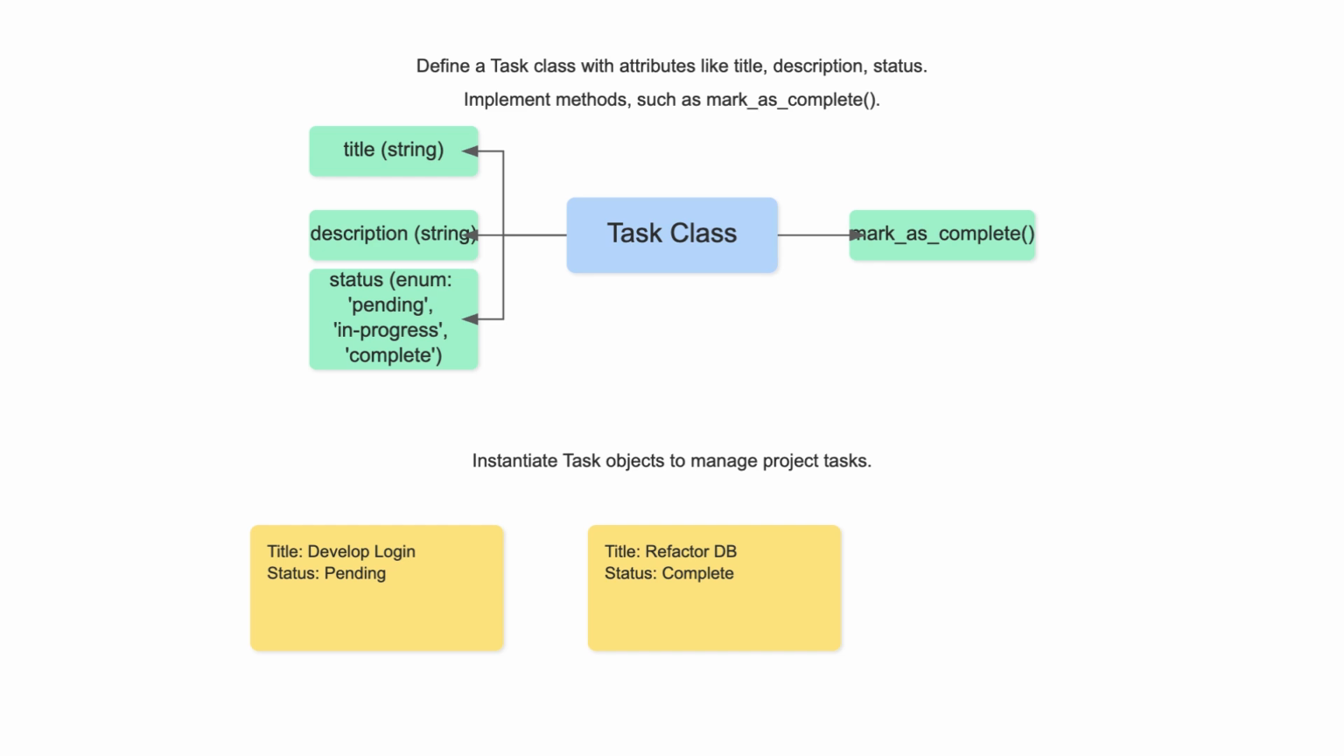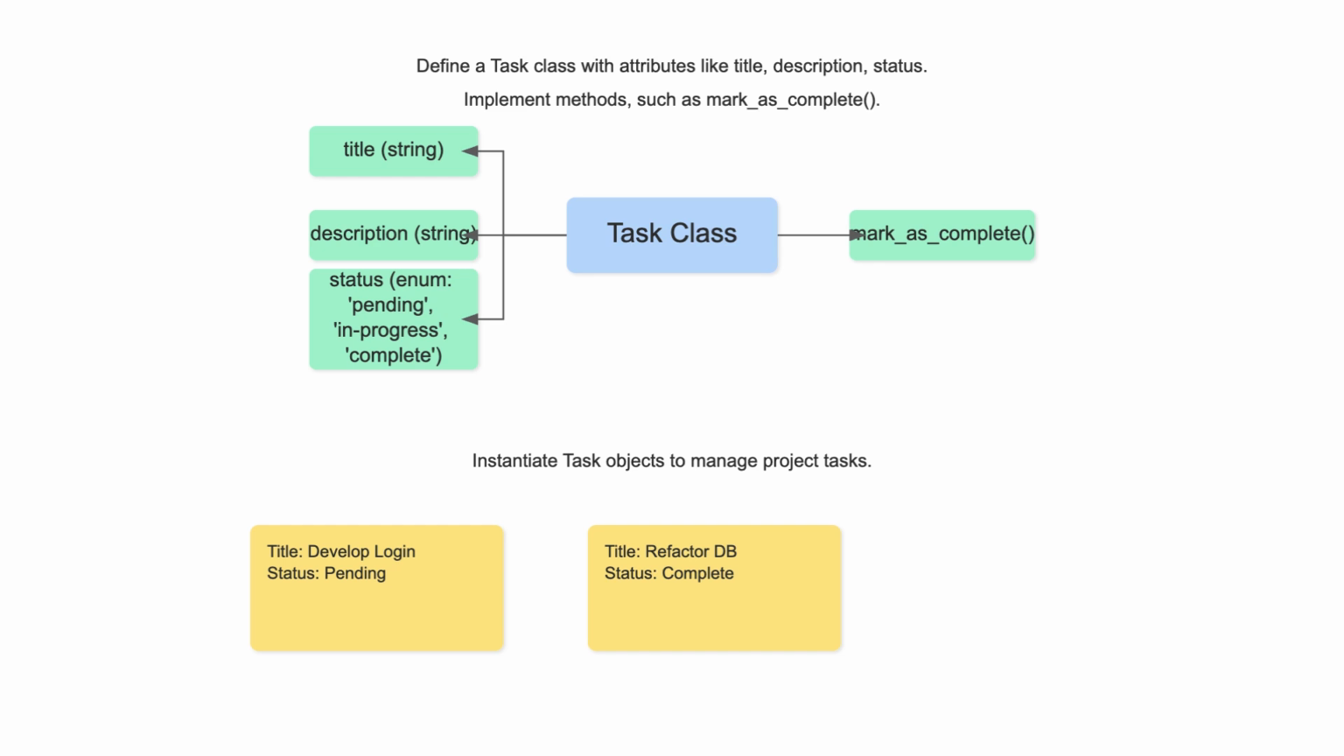Beyond just data, a class also encapsulates behavior. So, your task class would include methods, like mark as complete. When called, this method would update the task's status attribute. Once your class is defined, you can then instantiate multiple task objects. Each object would represent a unique task in your project. One object could be develop login page with a pending status, while another might be refactor database queries marked as in progress. This allows you to manage many tasks efficiently, each with its own state.